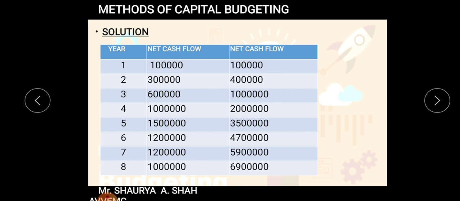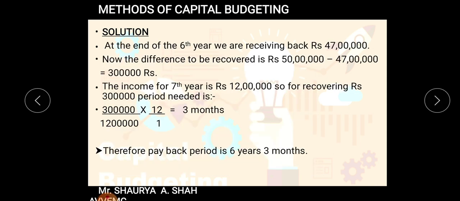So what we will do is, at the end of the sixth year, you are getting 47 lakh. How much balance remains? I invested 50 lakh rupees. So what is the difference which we need to recover? That is 3 lakh. I hope it is clear. 50 lakh minus 47 lakh gives you a 3 lakh rupees difference.